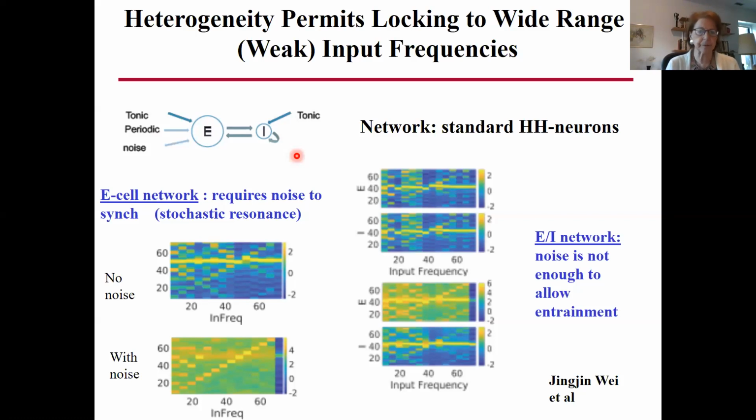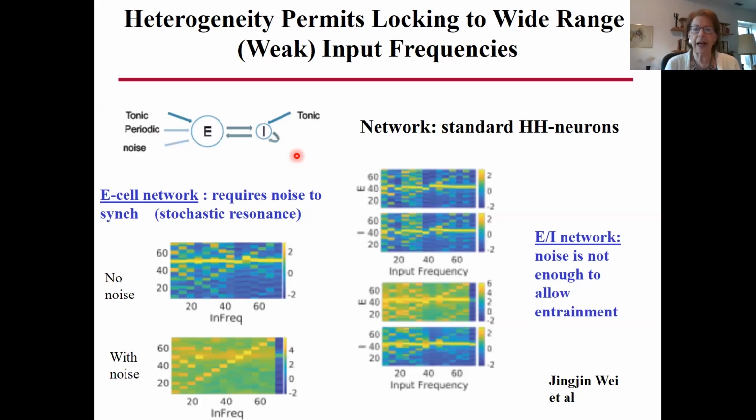That is, if you have a whole lot of excitatory cells, they may have different parameters. They may have different baseline excitation. They may have different connectivities to the I cells. There are a lot of parameters in Hodgkin-Huxley that you can change.